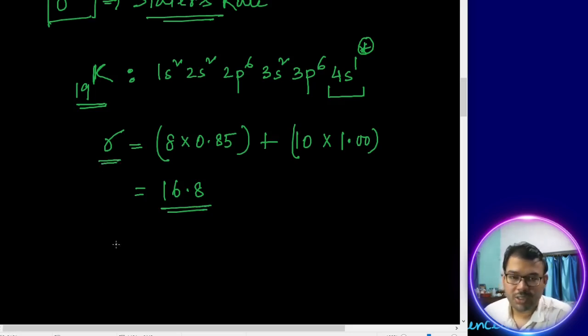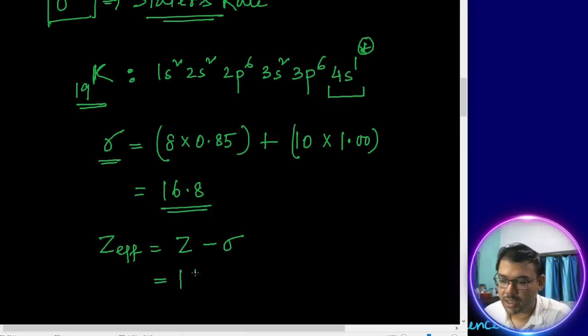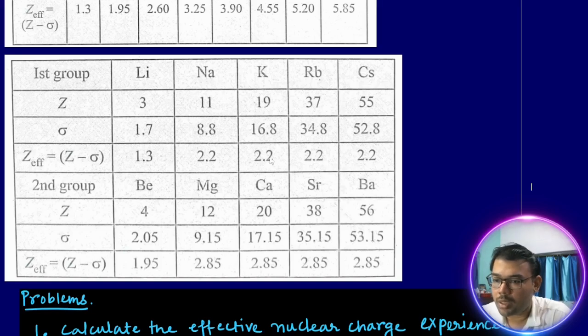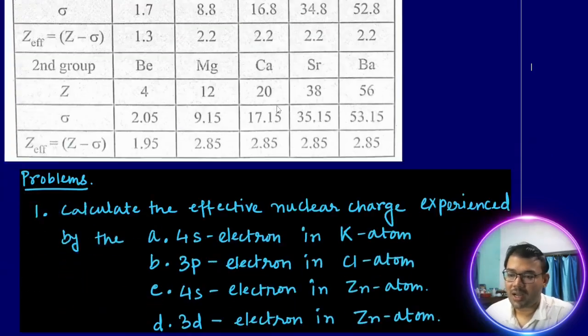And what will be the Z effective value? Z effective is actual Z minus sigma. Actual nuclear charge is the number of protons, that is 19 minus 16.8, which equals 2.2. That is the Z effective value, and it is also reported in the literature. So for potassium, the Z effective is 2.2, as reported. In this way we can calculate the shielding constant and the Z effective, and this is the way we can understand the shielding effect.